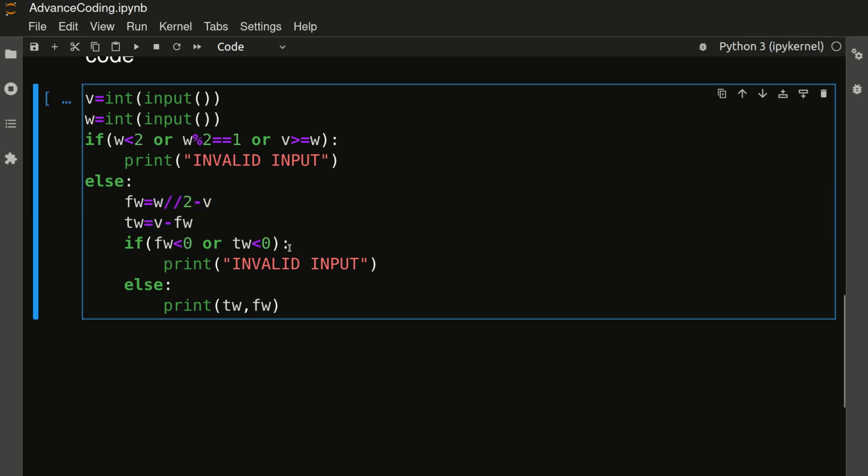Now in many other videos on other channels, you might see they have not handled this, so it will give you an error, because these are called edge cases. So make sure you cover all the edge cases. That's why I have also included this. Once you get any negative values, which is not possible because the number of four-wheelers or two-wheelers cannot be negative, we will print invalid input, or else we will print two-wheeler comma four-wheeler.